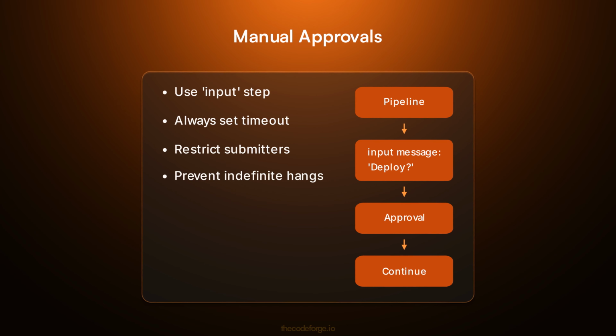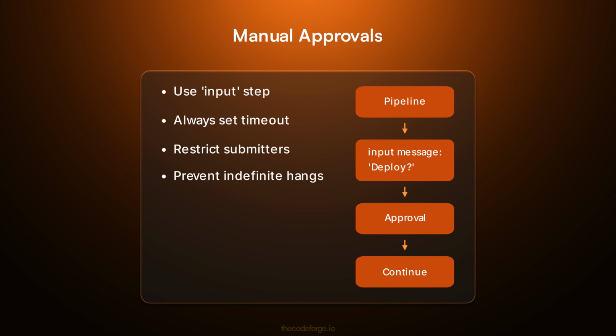Use the input step to pause the pipeline for manual approval. Always set a timeout to prevent indefinite hangs. Without a timeout, a pipeline could wait forever if the approver is on vacation.